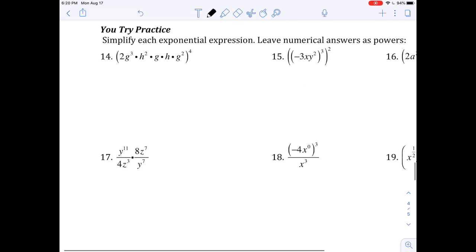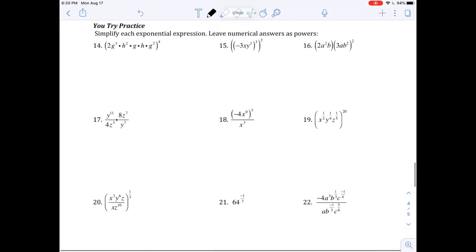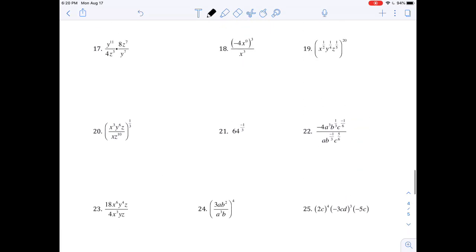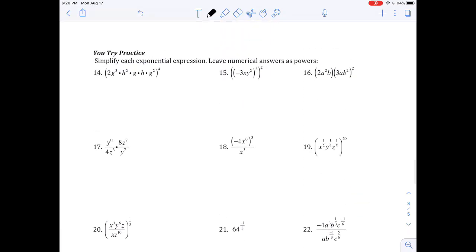You try, practice. All right, so there's a bunch of problems on here. There's 12 to be exact. So I'm going to go through and I'm going to pick a couple to do, and then I'll let you try some, and then you can check your answers. So I'll start with number 14.